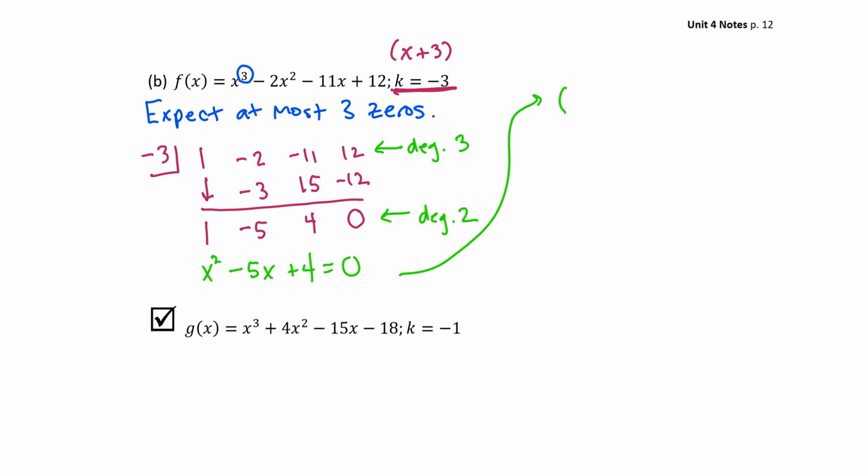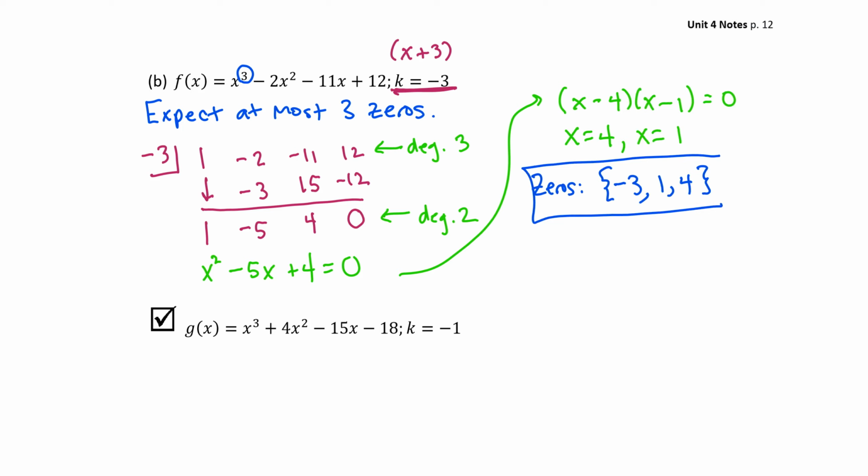So if we factor this, we would obtain x minus 4 times x minus 1 equals 0. So easily reading the 2 zeros, we get x equals 4 and x equals 1. Thus, we can say the zeros of this polynomial are the given value -3, also 1 and 4. Now, quick pop quiz.